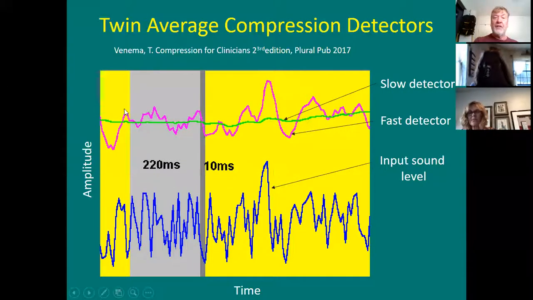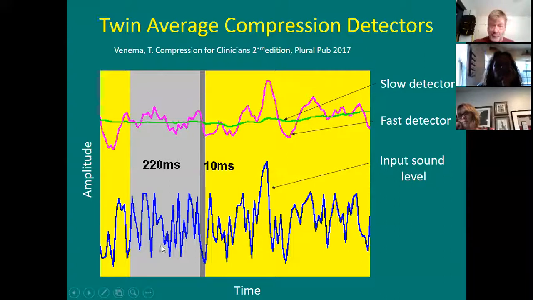The average detection one had two detectors in it. It would sample the sound over this gray area, 220 milliseconds, and take an average of the intensity. See this blue? The average intensity of that blue is shown here in green. It also had a fast detector. And the fast detector sampled or averaged the sound over this darker gray, really small intervals. And so its average is shown as the pink.